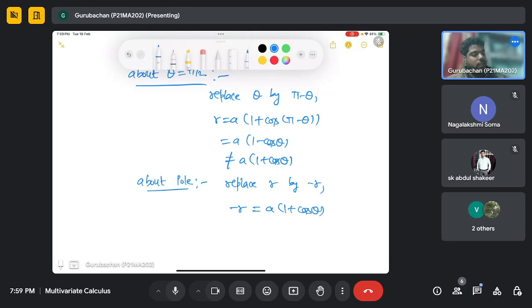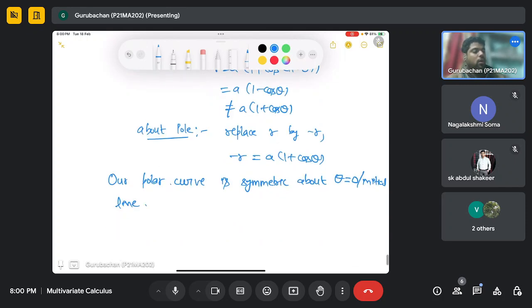So that means our polar curve is symmetric about theta equal to 0, or you can say the initial line.